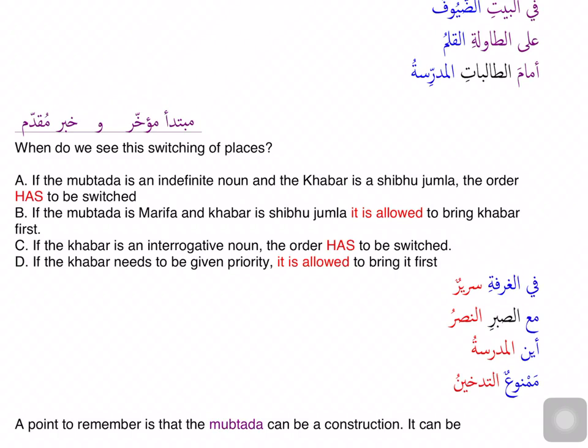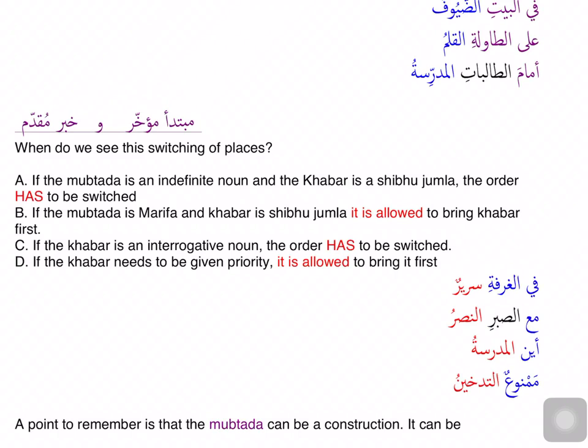Here fil ghurfati is my jar majroor shibu jumla khabar which came early, and sarirun is my mubtada mu'akhar, the delayed mubtada. Next instance, if the mubtada is marifa, so that rule was not broken, and the khabar is shibu jumla, the khabar can be shibu jumla, so nothing unusual, it is allowed to bring the khabar first. So here there is no compulsion, but we just brought it first.